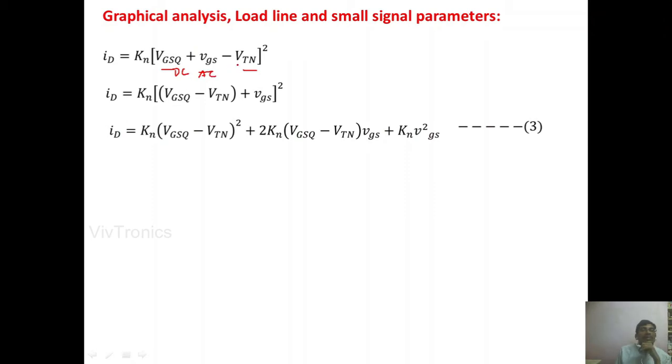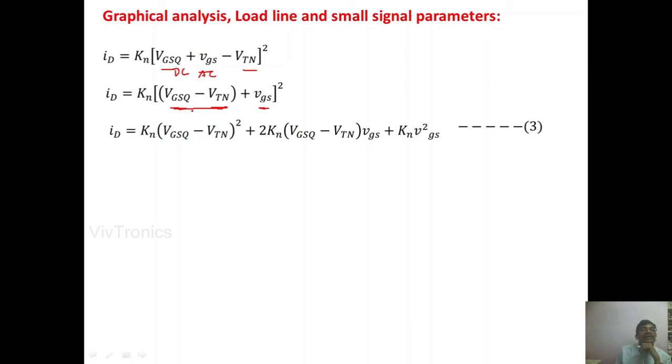Now I am going to separate the DC components and AC components in the above equation. Here VGSQ is the DC voltage and the threshold voltage Vtn is also a DC component. Therefore I am combining the DC components, separating the DC component and the AC component like this.